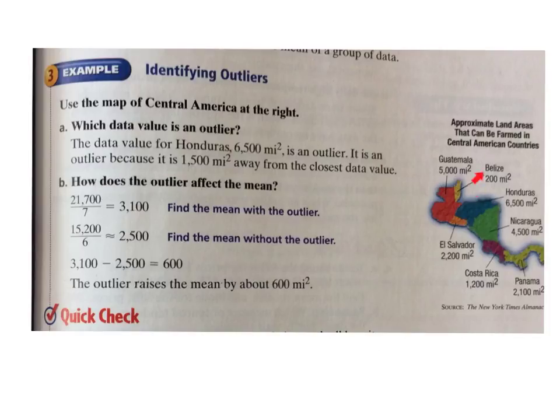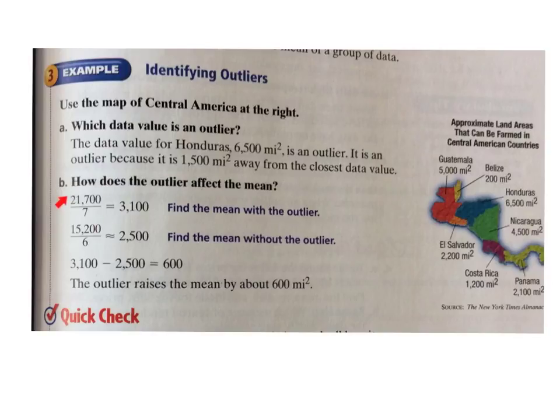Now, I might argue that Belize being so small might be an outlier on the other end, too. Sometimes you can have more than one outlier, but if you can make the argument, that's the biggest thing. So how does it affect the mean? That's the fun part here. There's 1, 2, 3, 4, 5, 6, 7 countries, right?